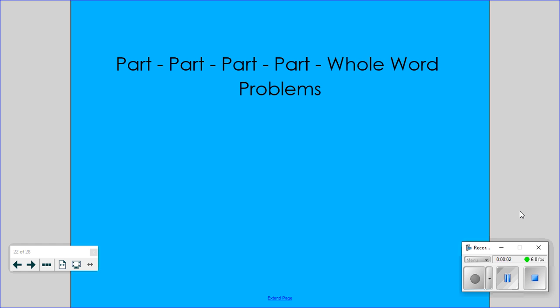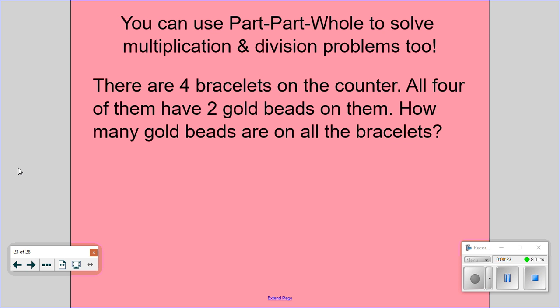Alright guys, so in our last video we looked at part-whole and how we can use that as a strategy to build that equation to then figure out how to solve that problem. Today we're going to look at an extension of that, which we kind of talked about a little bit at the end, but looking at part-whole and what that looks like in a word problem. So we can use part-whole to solve multiplication and division problems. So we're going to try and solve this one and see how we would use that.